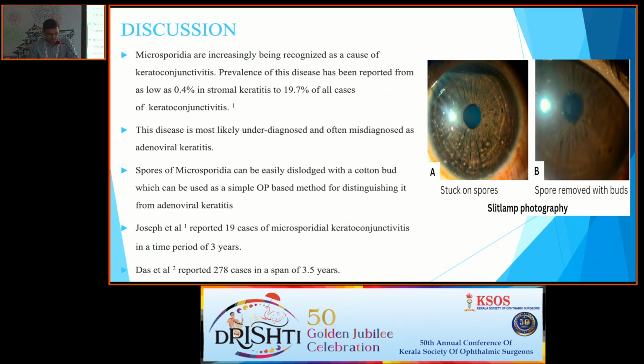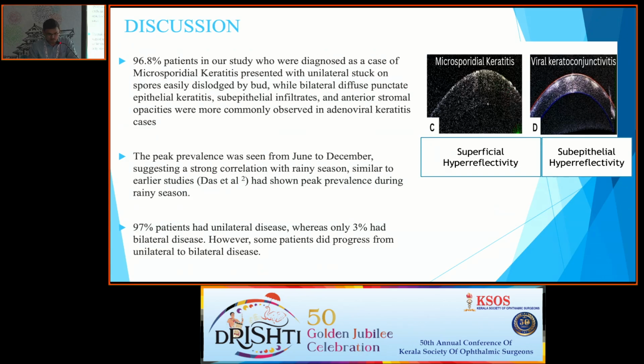Despite its prevalence, microsporidiosis is being underreported, probably due to misdiagnosis. The spores of microsporidia can be easily dislodged with a cotton bud, which can be used as a simple OPD-based diagnostic method, distinguishing it from adenoviral disease. So we can see the anterior segment OCT of the microsporidiosis patient, where we can see the superficial hyperreflectivity due to the presence of spores. Meanwhile, adenoviral keratitis patients present with bilateral diffuse punctate epithelial keratitis, subepithelial infiltrates and anterior stromal opacities.